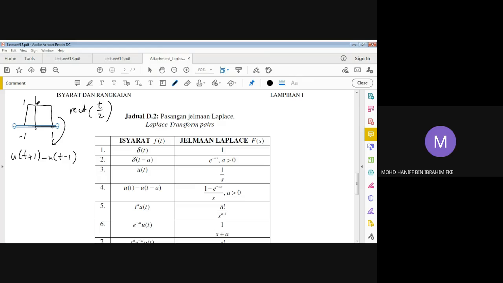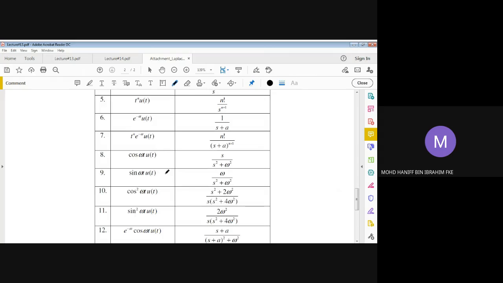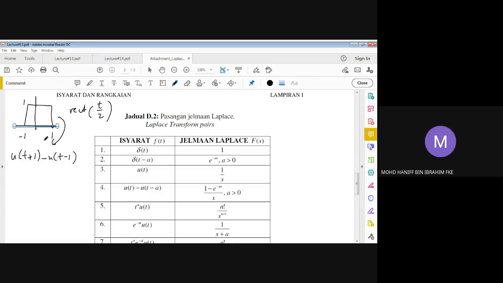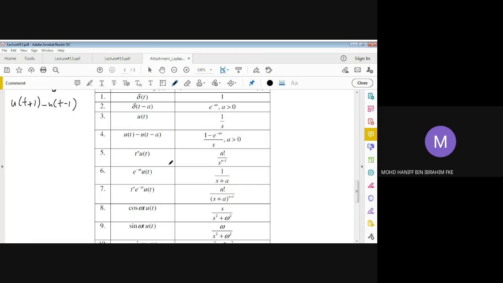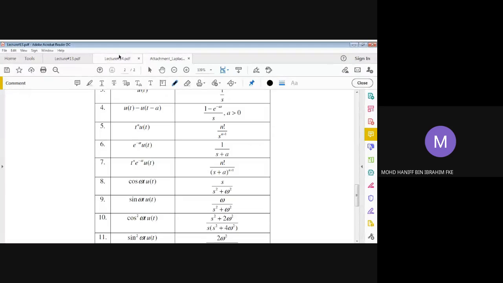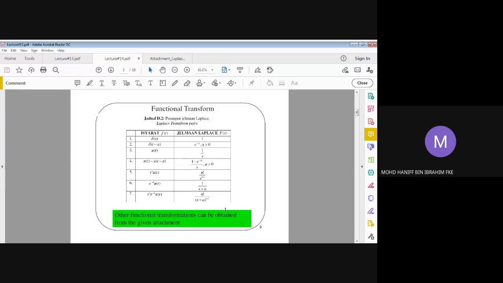These are the things that you have to understand, because obviously from this table we don't have any similar functions to those we had previously in Fourier transform. So we need to do some modifications to those functions, to ensure that we can write them in the form of available functions in this table. You can refer to this table on the functional transform.